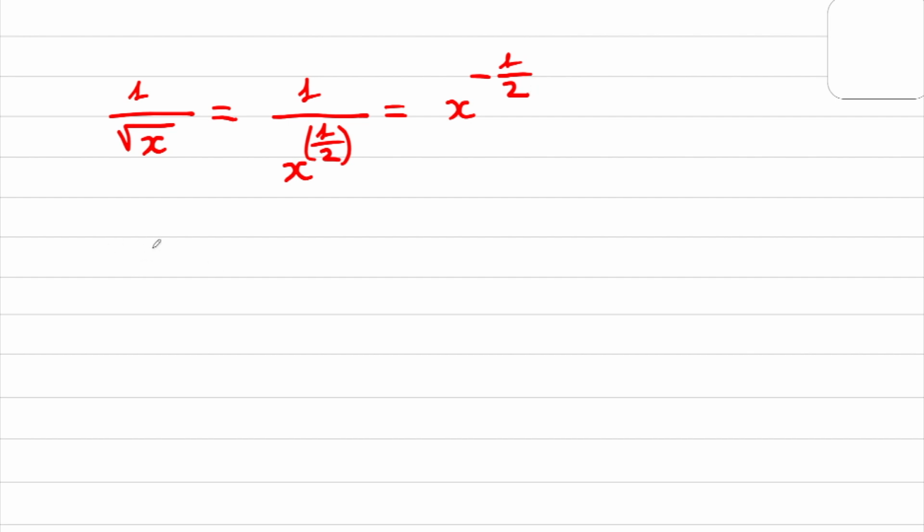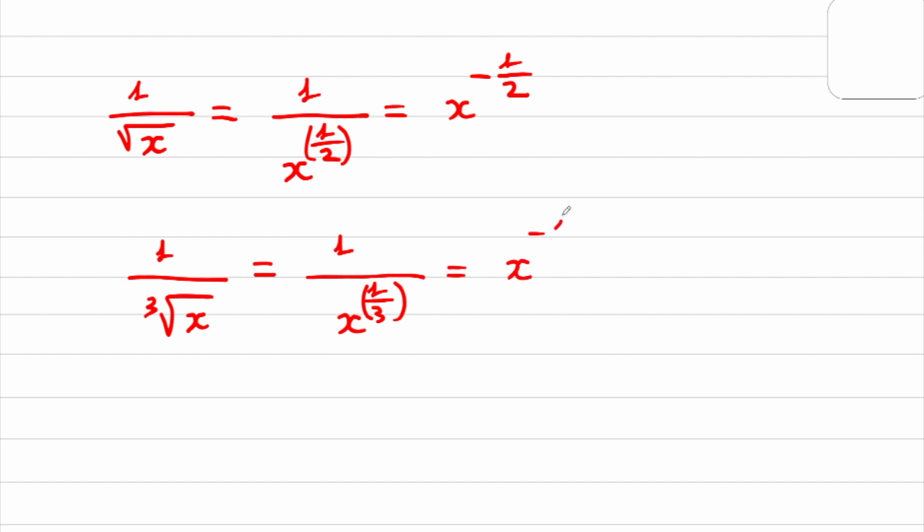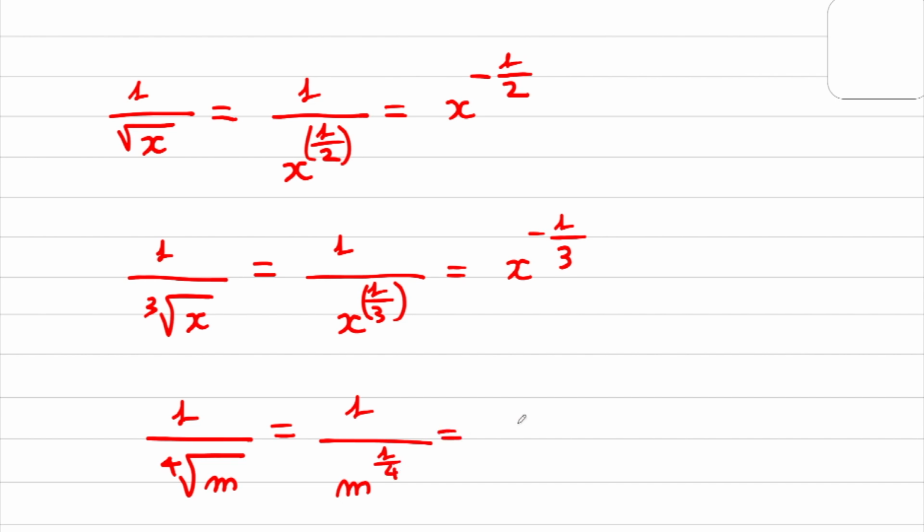Okay, and then how about 1/cube root of x in this writing? I think you can work it out. x to the power of 1/3 here, and for this fractional index, you will get x to the power of -1/3. And here is 1 over the 4th root of m. This will be m to the power of 1/4, and then convert this to a single index. You get -1/4 in this writing.